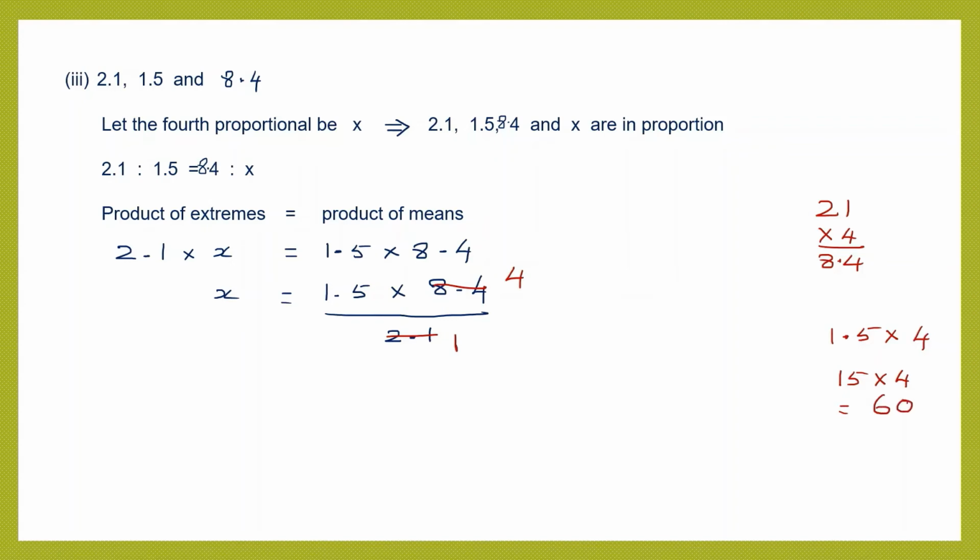Now my question has one decimal place, so my answer also should have one decimal place. So my decimal place comes here. What's my answer? 6.0. So we found the fourth proportional x to be 6.0. This is my answer.